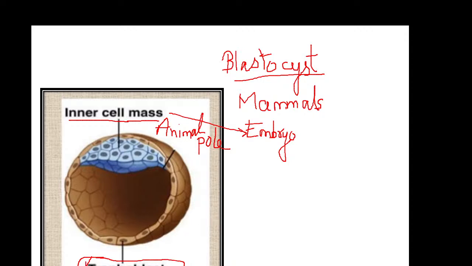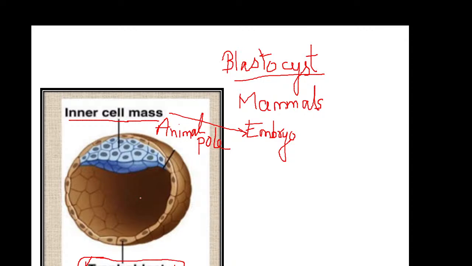Because it supports the nourishment of the embryo, this layer is called trophoblast. We say autotrophic, phototrophic, so trophic means it helps in nutrition. Then what is blastocyst? The blastula of mammals is called blastocyst. The peculiarity of blastocyst is that it consists of a hollow sphere of cells.